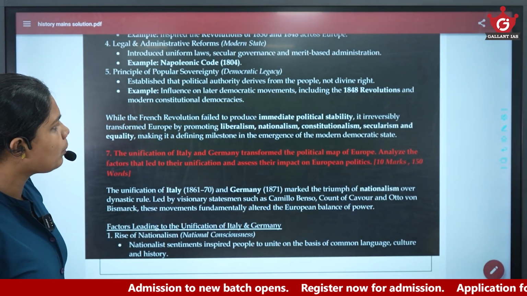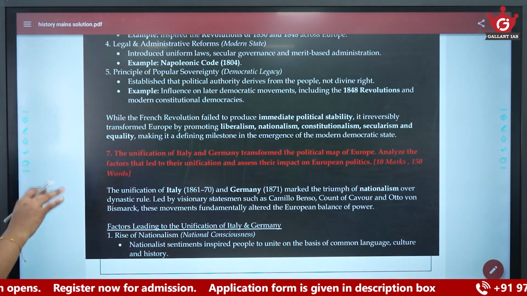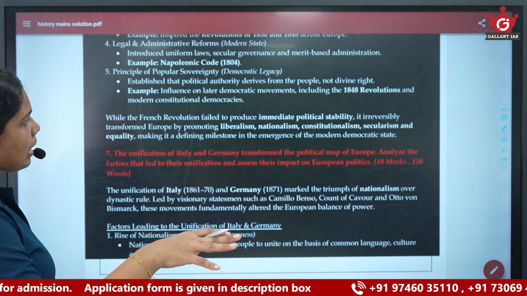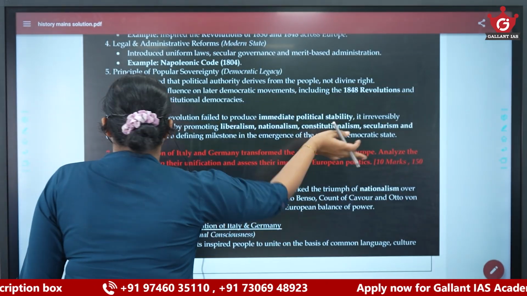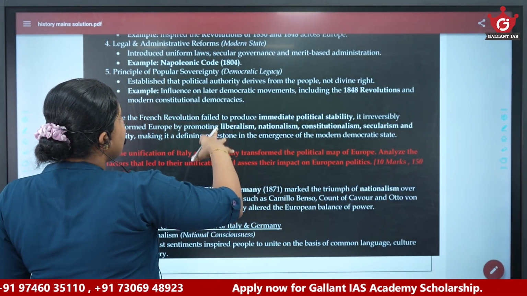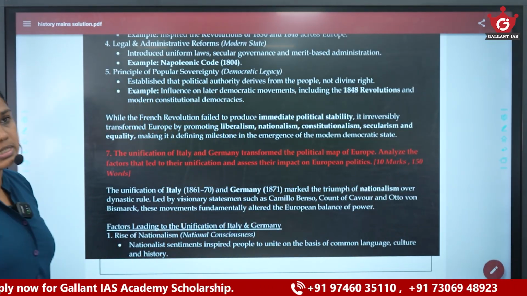While the French Revolution failed to promote immediate political stability, it irreversibly transformed Europe by promoting liberalism, nationalism, constitutionalism, secularism, all these are the keywords, and equality, making it a defining milestone in the emergence of the modern democratic state.